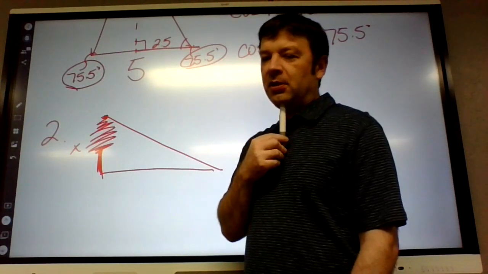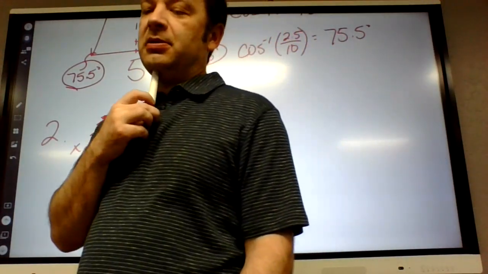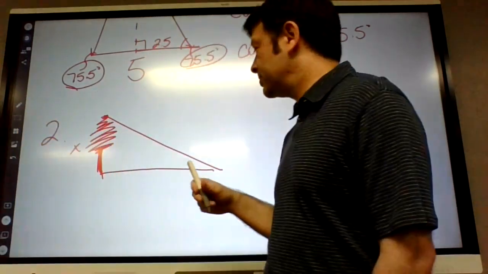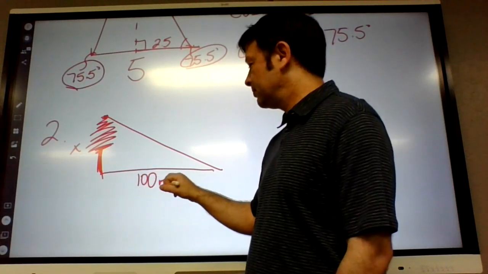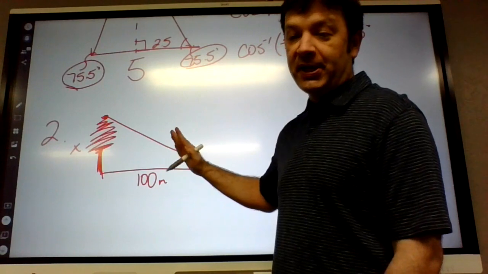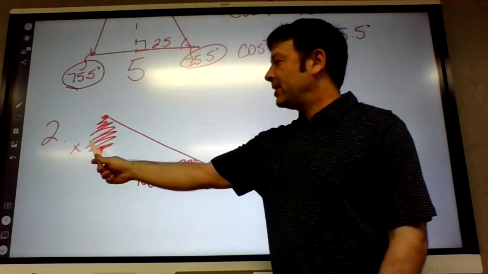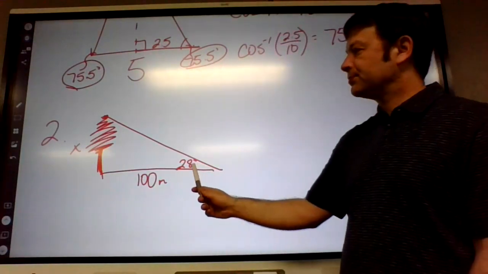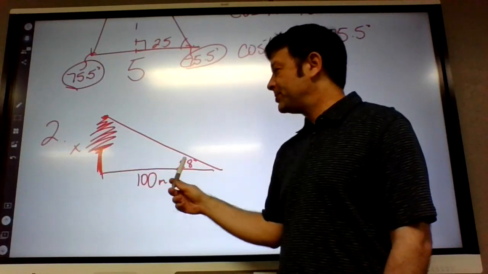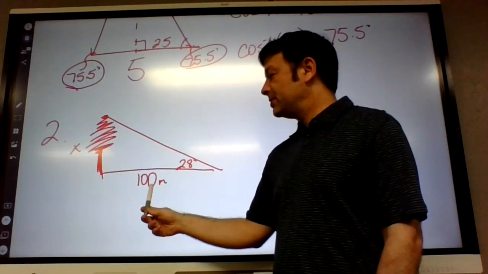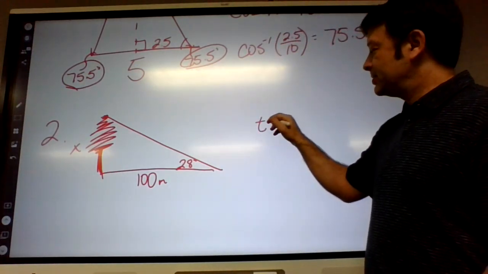The way they word it, they start talking about the top of the tree. I would guess you're probably right, though. Okay, angle of elevation just means the angle you look up to the tree, so that'd be 28 degrees. Okay, so how can we find the height of the tree there? Yeah, opposite is what we're looking for, opposite of this angle, and adjacent is what we have. That would be tangent.